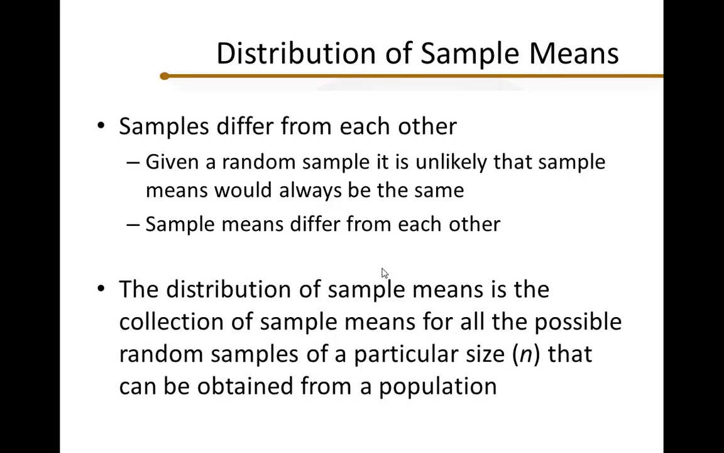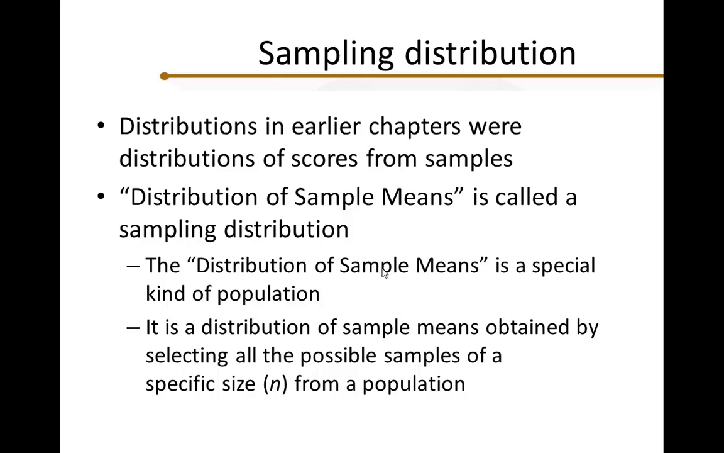Given a random sample, it's unlikely the sample means would always be the same. The sample means are going to differ from each other. The distribution of sampling means is the collection of sample means from all the possible random samples of a particular size that can be obtained from a population.